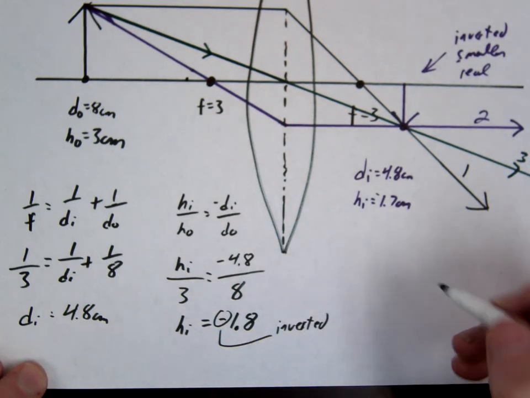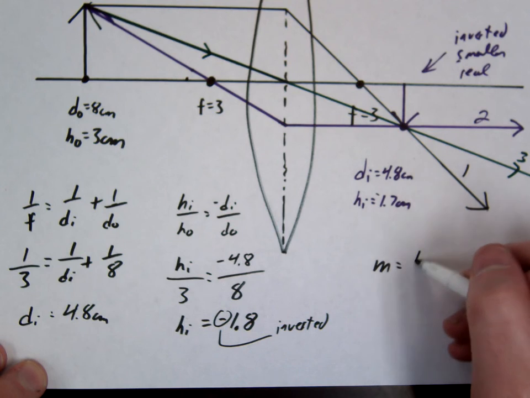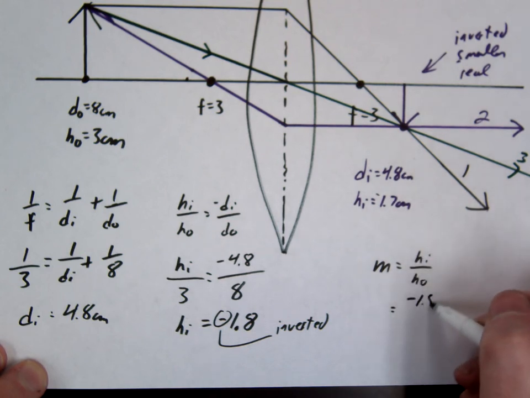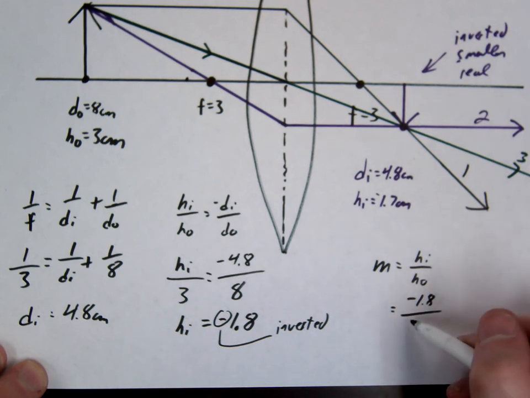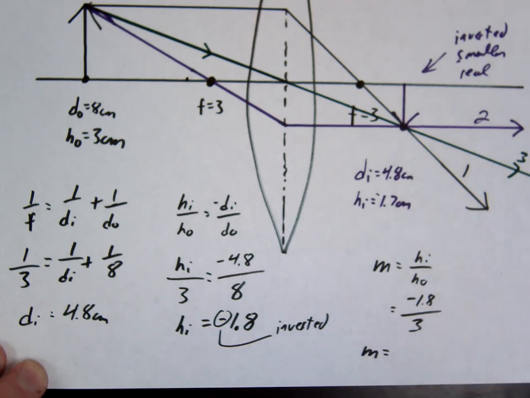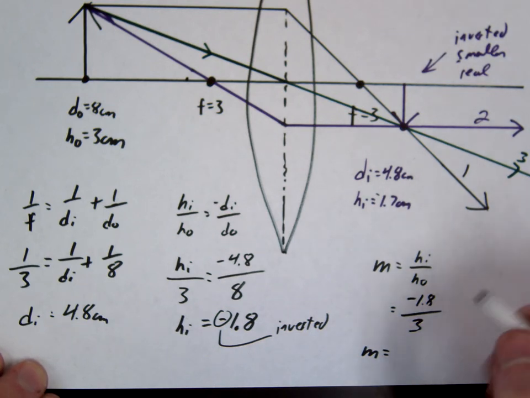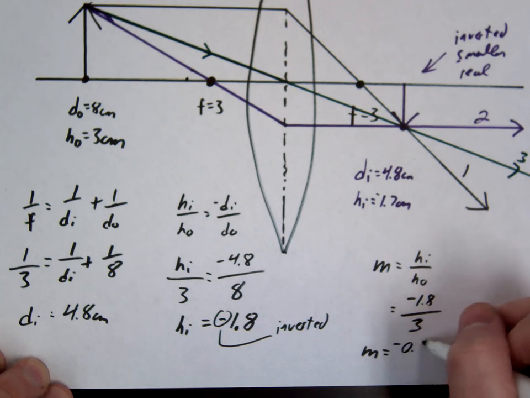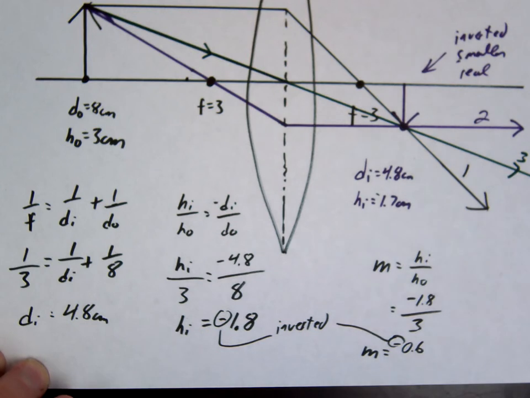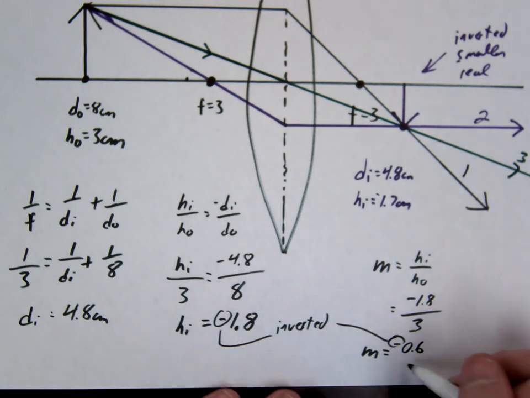And lastly, let's get our magnification. M is how much? Again, the negative means it's inverted, and then what is the 0.6 telling us?